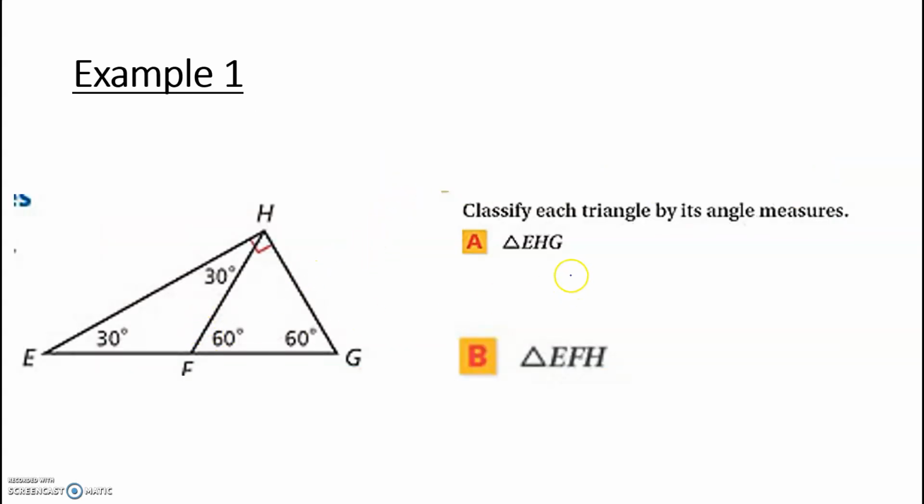So let's look in the picture. The first one wants us to classify by angles, so EHG. EHG is this whole thing. Well, it looks like we have a 30 at E, a 60 at G, and a 90 at H. So that 90 is going to tell us it's a right triangle.